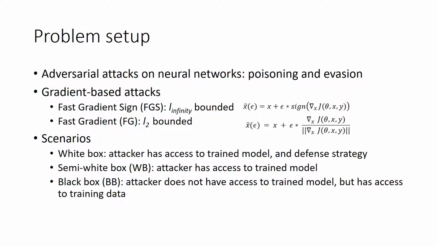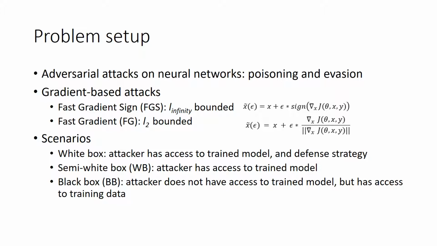A slightly more realistic scenario is if the adversary has access to the trained classifier only, but does not know anything about the defense strategy. That is called a semi-white box scenario. In both the semi-white box and white box scenarios, the adversary uses the original trained classifier to generate perturbations.